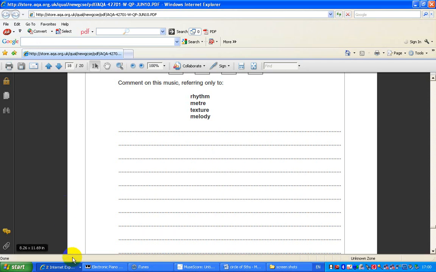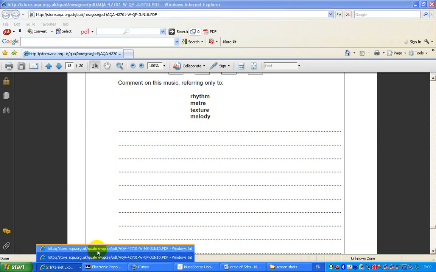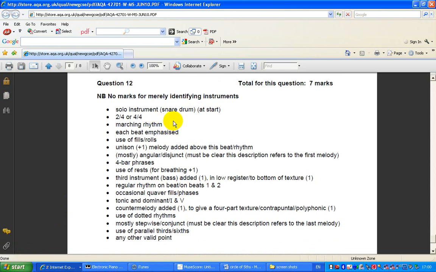Let's have a look at the mark scheme and see what they're saying. So mark scheme, here we go. Solo snare drum at the start, 2 or 4 beats to a bar, marching, use of fills or rolls, unison melody at the beginning, which was disjunct, 4-bar phrases, occasional quaver fills, tonic dominant. We had a counter melody, 3-part texture. We could call that contrapuntal when that counter melody came in.